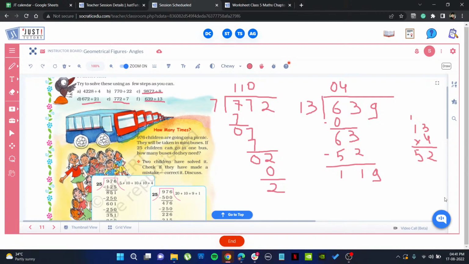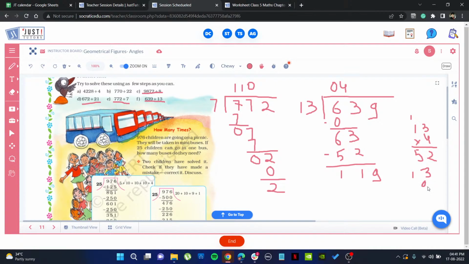So we should think of a number so that if we multiply it by 13, we get a number near to 119. So if we times it by 10, we get 13 times 10 gives us 130. But 130 is more than 119 and we can't take away 130 from 119. So therefore, in that case, let's times it by 9. So 13 times 9 gives us how much? Let's do it here.